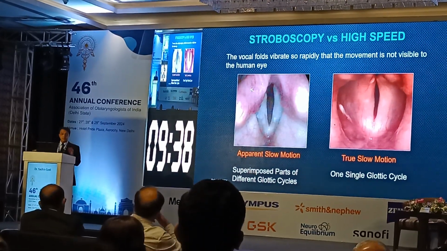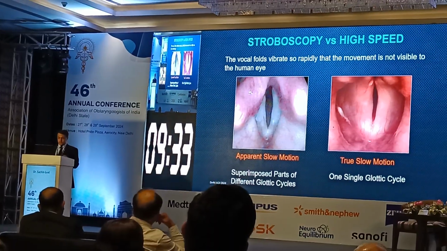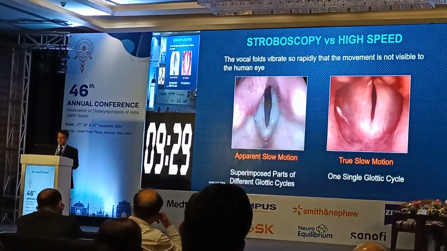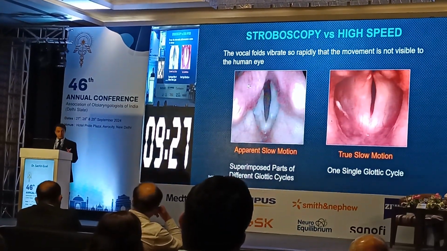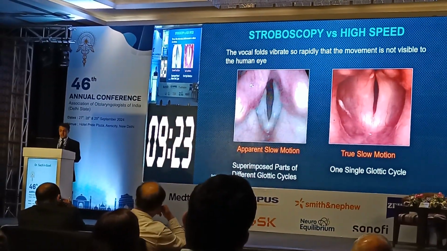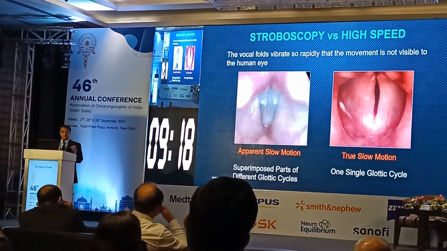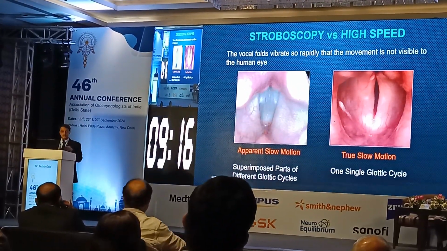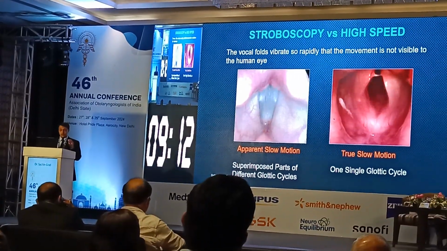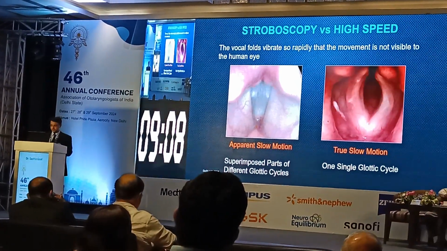Now, the vocal cord is the busiest muscle of our body, and it is impossible to visualize it with the naked eye. So we have two types of imagery for that: stroboscopy and high speed. What is the difference? Stroboscopy gives us an apparent slow motion, and it is a superimposition of multiple glottic cycles into a single image. Whereas high speed imaging is the true slow motion, with only one single glottic cycle being visualized.